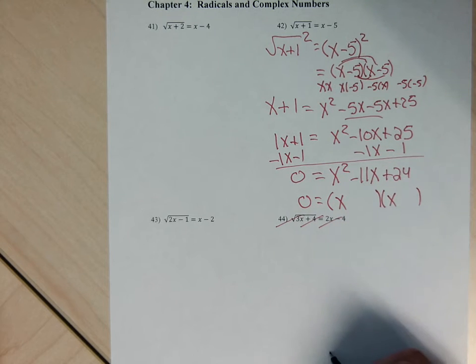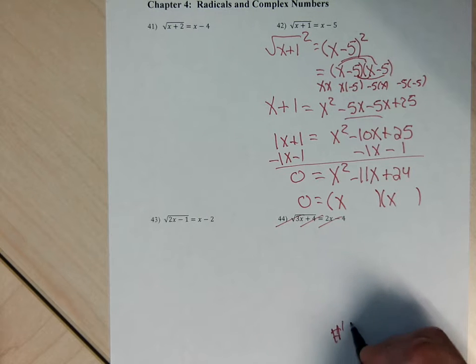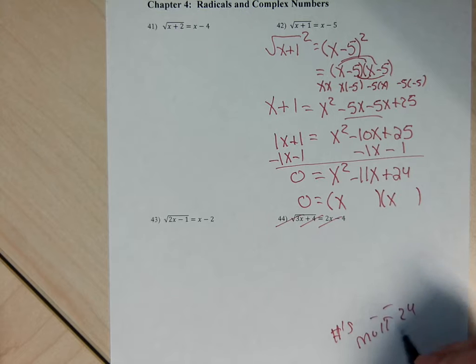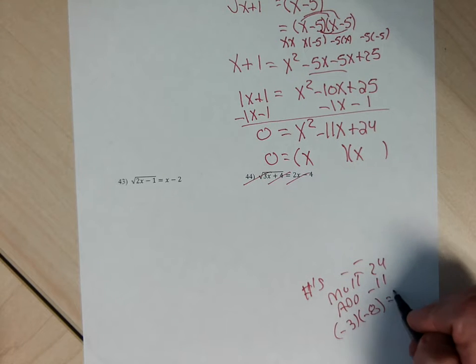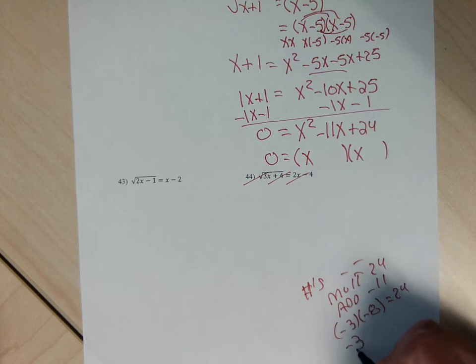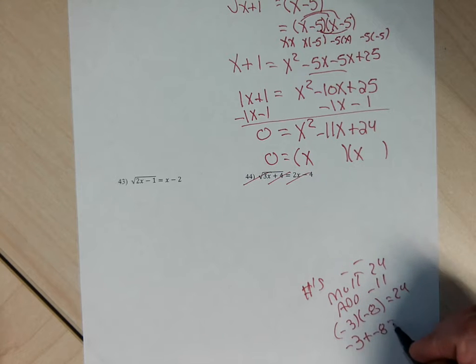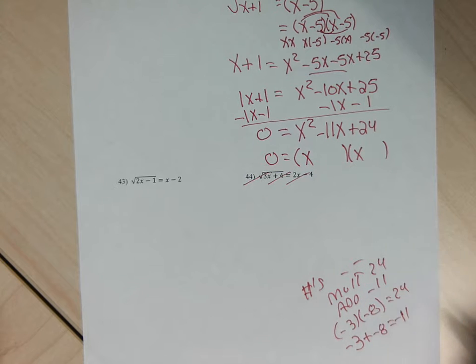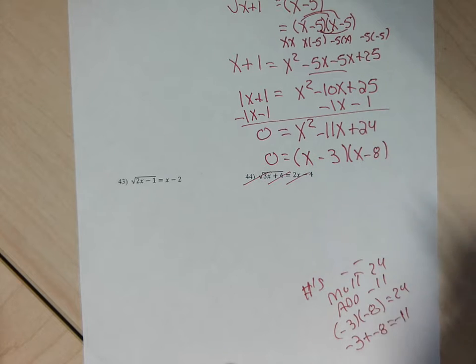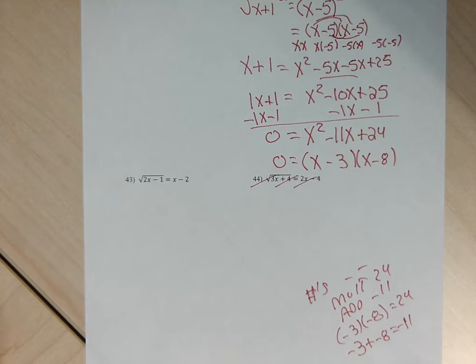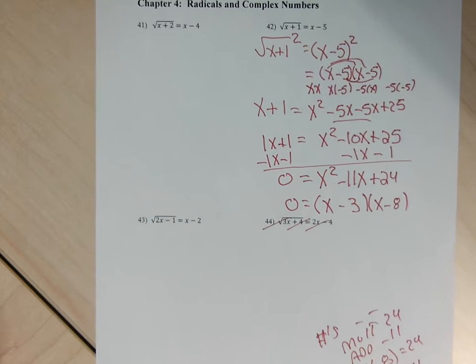And the numbers need to be minus, minus. They need to multiply to 24, and they need to add to negative 11. It's going to be negative 3 and negative 8, because negative 3 times negative 8 is positive 24, and negative 3 plus negative 8 is negative 11. So on the right-hand side, one of the parentheses gets a minus 3, the other gets a minus 8. It doesn't matter which parentheses gets the 3 and which gets the 8.